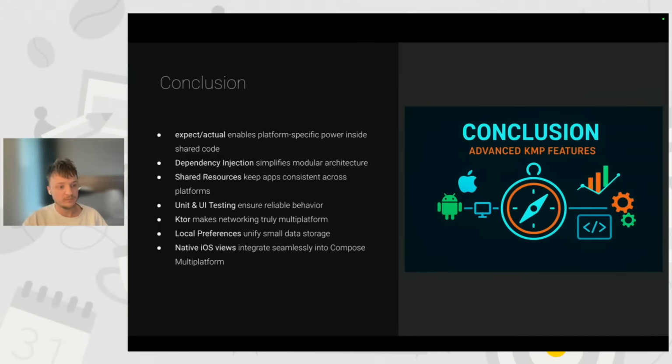To wrap things up, Kotlin Multiplatform provides us a solid variety of tooling, such as expect actual, which enables us to create a kind of bridge between the shared module and platform-specific ones. Dependency injection, which simplifies modular architecture. Shared resources, which again allow us to share some common resources. Testing, local preferences, and the possibility to use native iOS views.